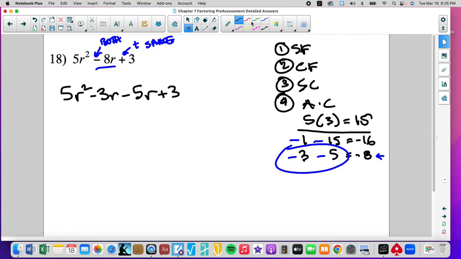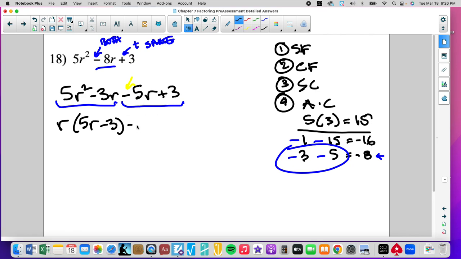Ooh, this is a fun one. Factor by grouping. Group those, group those. Let's factor out an r. Leaves me with 5r minus 3. Notice that that's a first term negative. Many students are going to make a mistake. Oh, and what am I going to take out? They don't have anything in common.